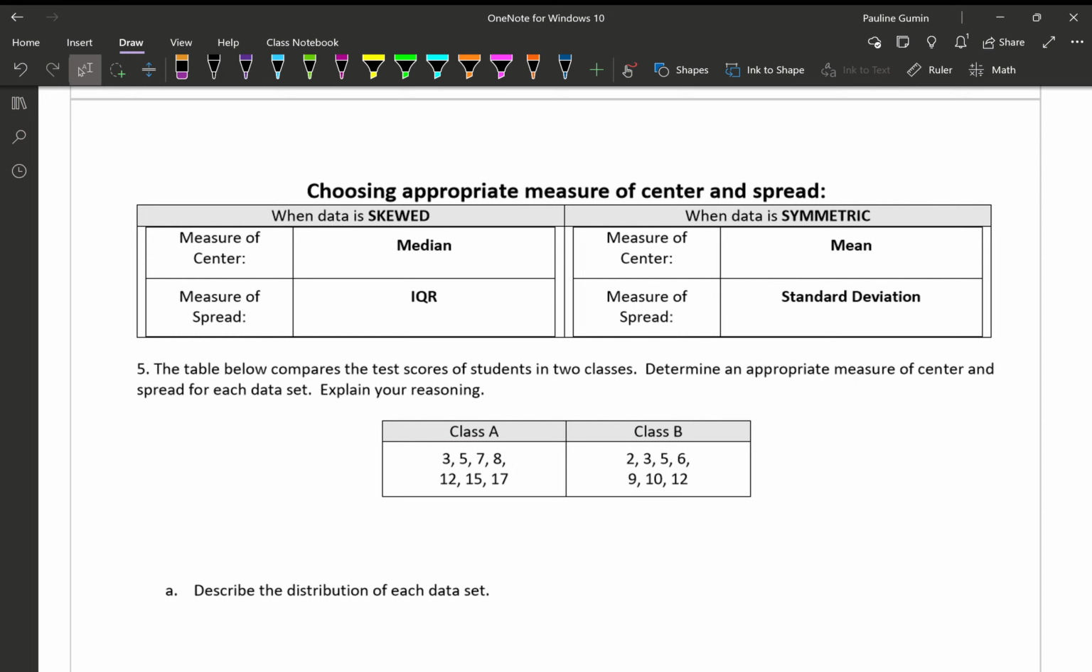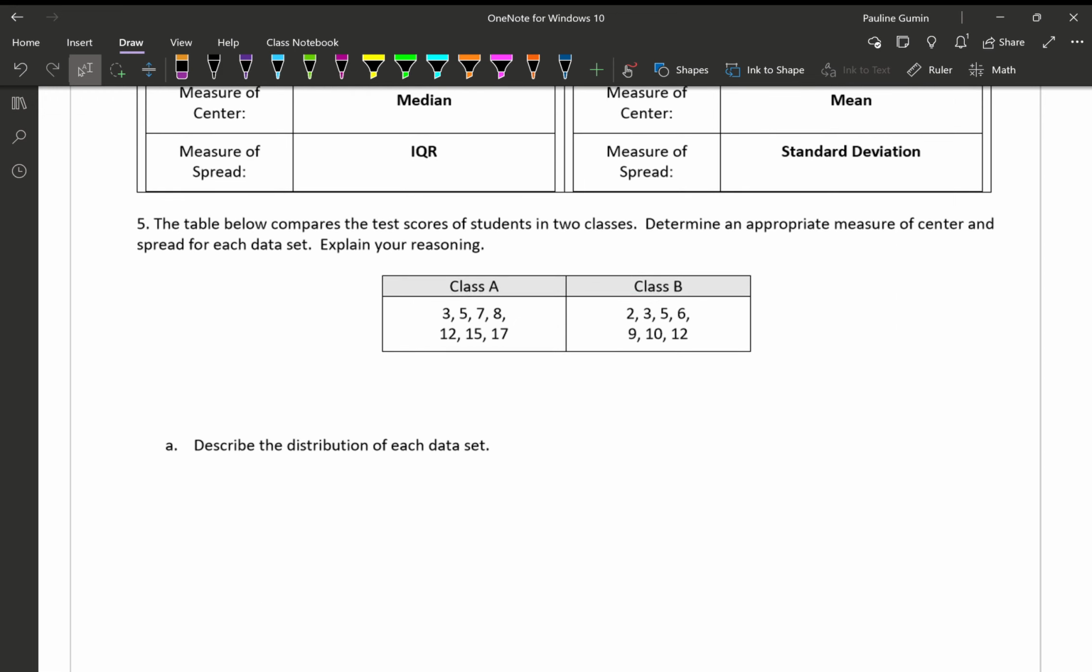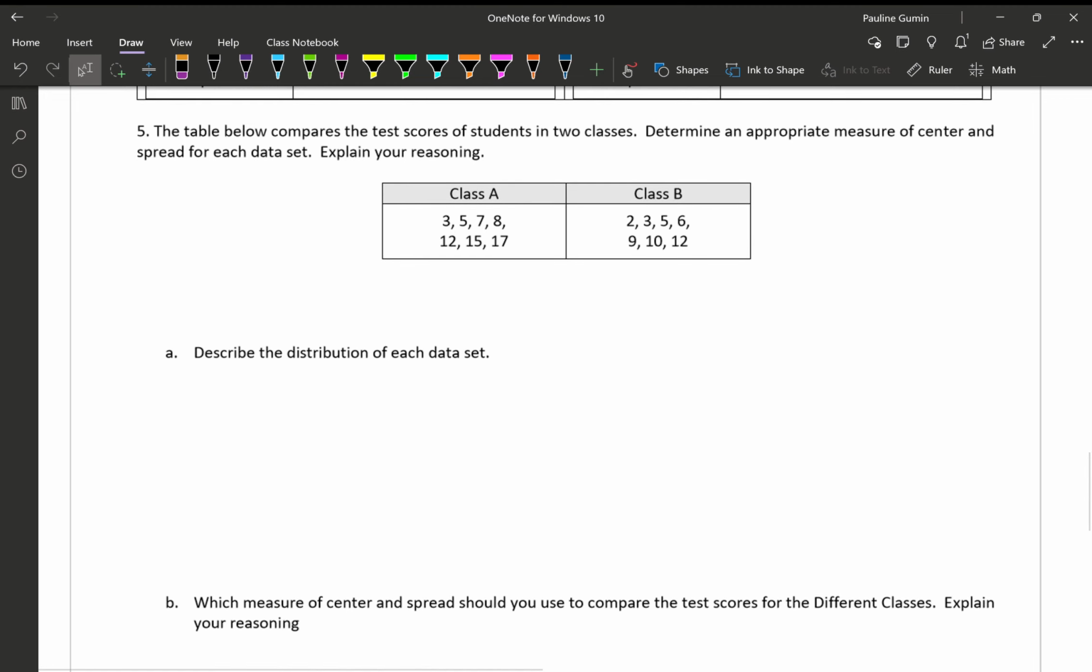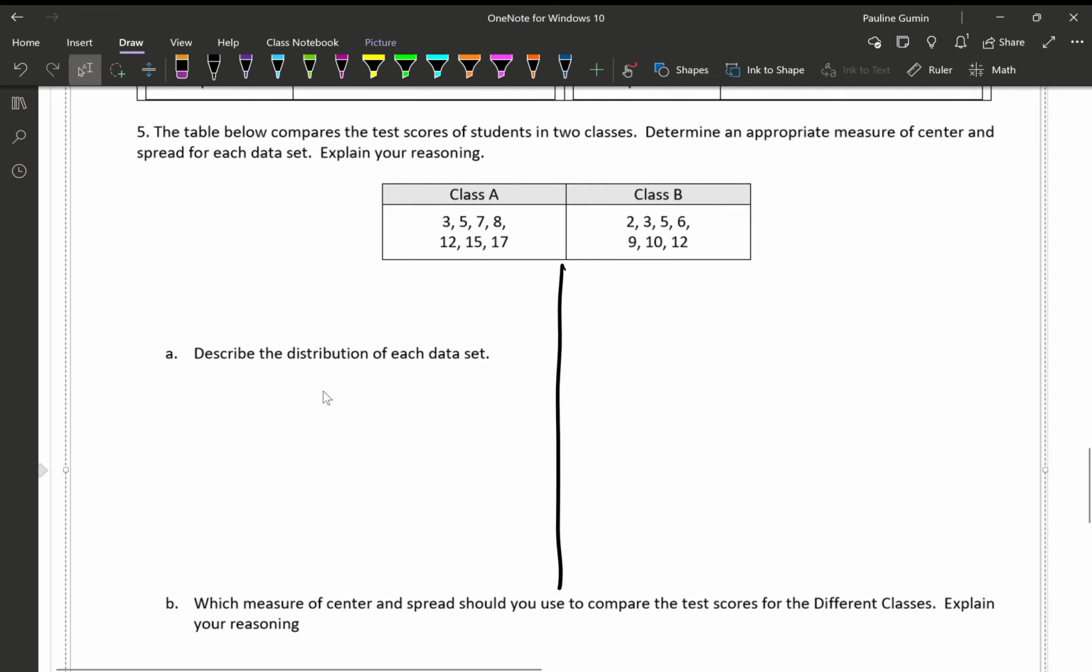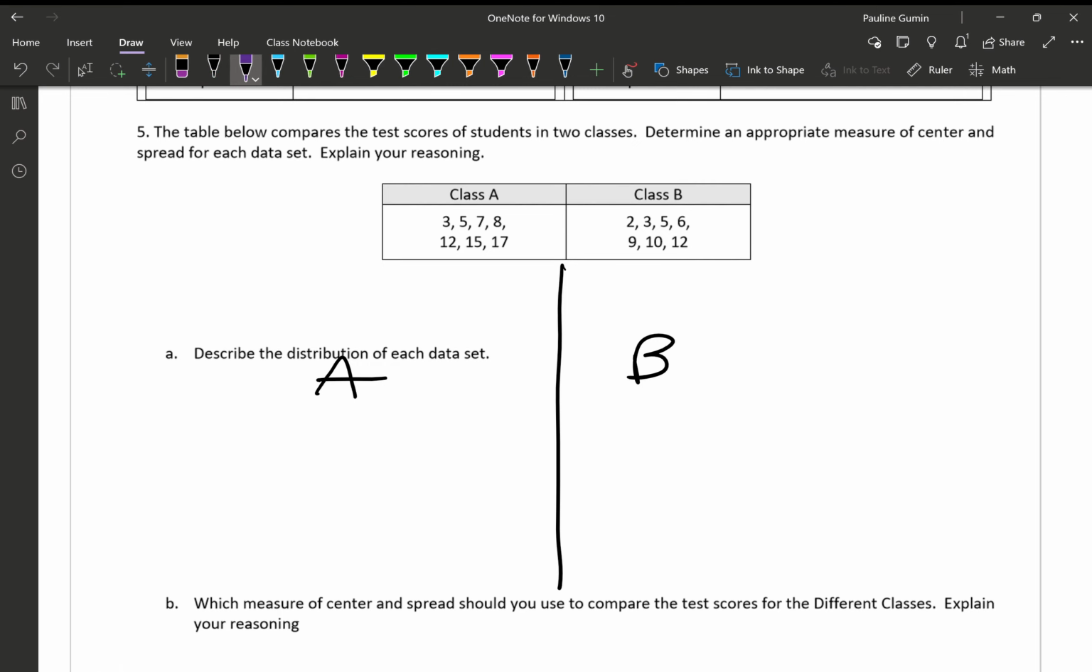So here are two classes. Let's compare them and decide what are we going to use? Are we going to use the IQR or standard deviation? So what we need to do is decide if class A and class B are skewed or symmetric. All right, so I'm going to cut it in half. This is going to be the side for class A, side for class B. All right, first I'm going to find the mean. I'm entering this into my calculator with the menu option.